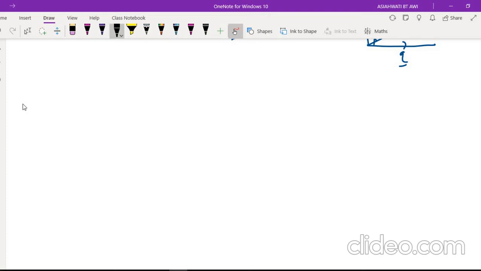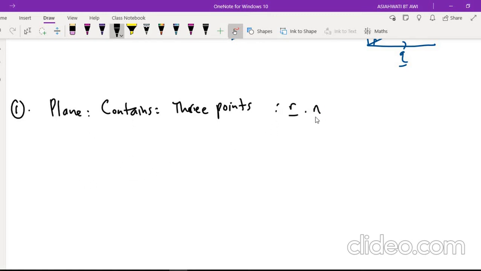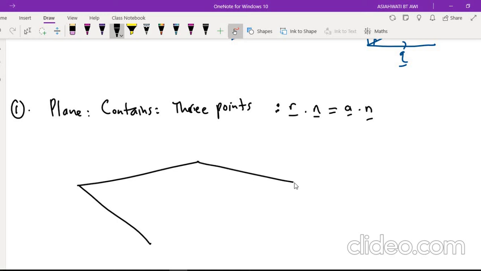In this video, I'm going to discuss 4 cases. First, the plane contains 3 points; find the vector equation of the plane. r dot n equals a dot n. First, write down the formula for the plane. So here are 3 points, let's say A, B, C. We are going to find the vector equation of the plane.